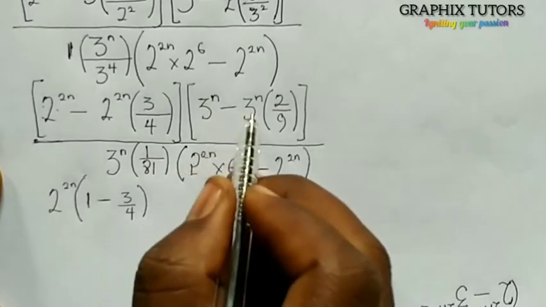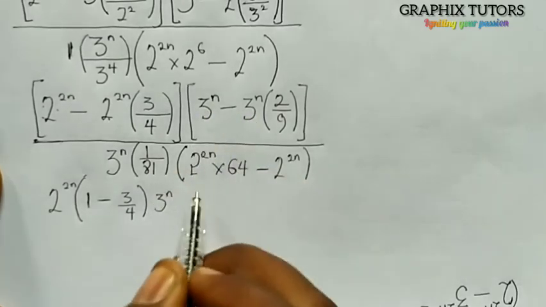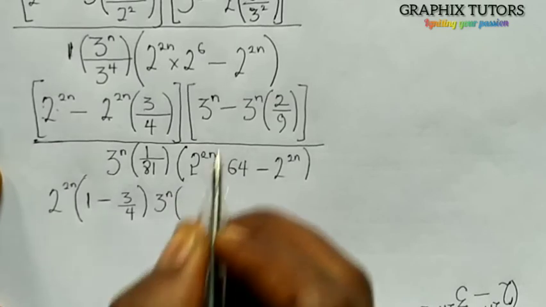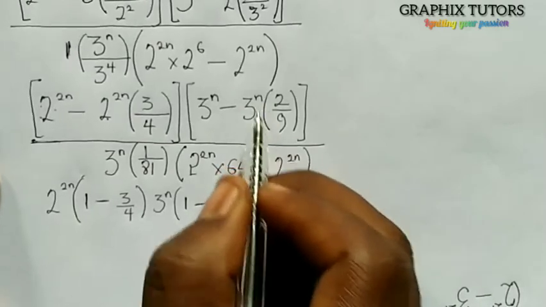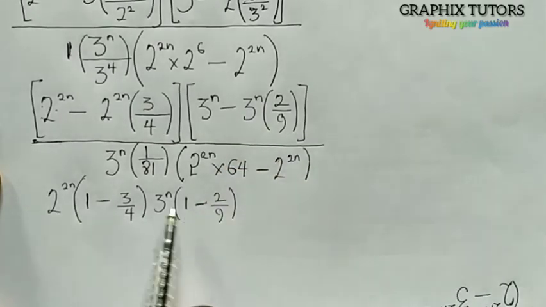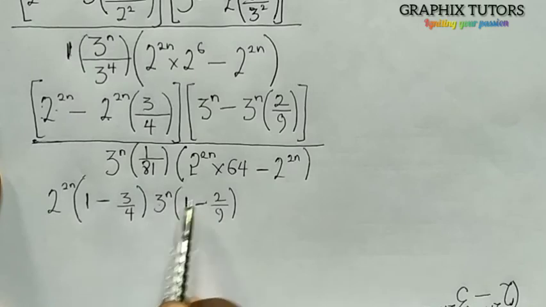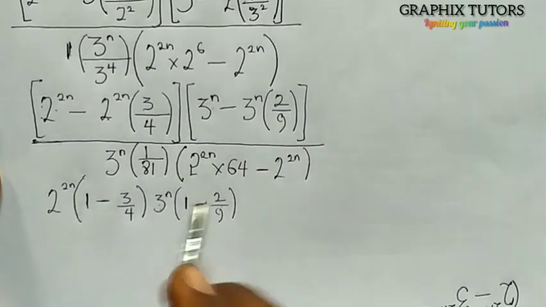So if I bring what is common here, 3^n. If I bring 3 to the power n out, what will I be left with close to this 3 to the power n? 1. Minus, what I have close to here, we have 2 all over 9. That is what we call factorization. Because if you multiply 3 to the power n times 1, it gives you 3 to the power n. Multiply 3 to the power n times this will give you this, or vice versa.